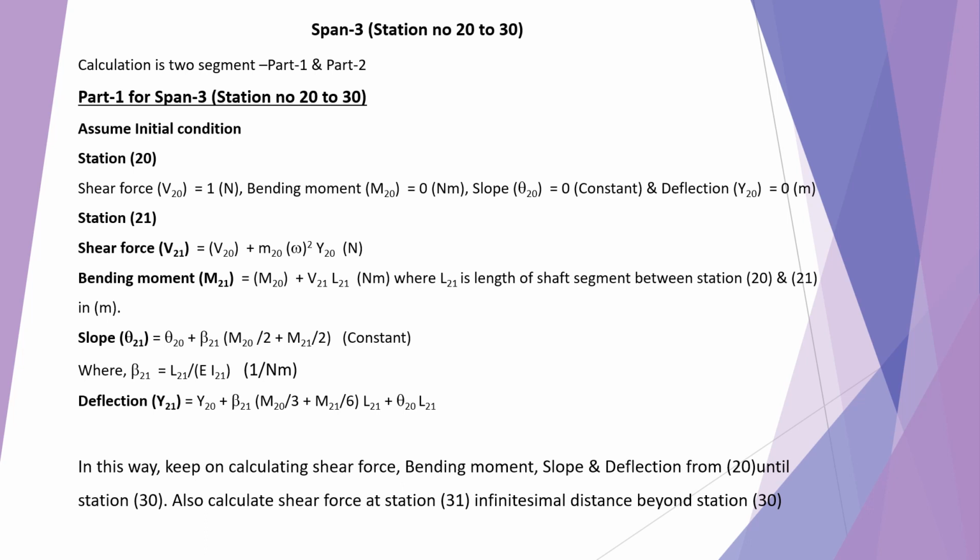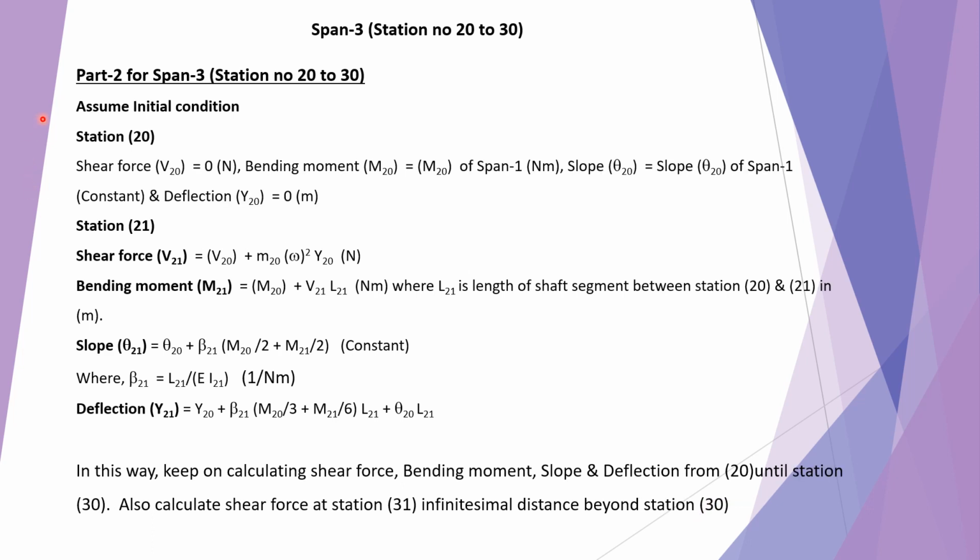Slope theta 21 is equal to theta 20 plus beta 21 into bracket start M20 by 2 plus M21 by 2 bracket close. Deflection y21 is equal to y20 plus beta 21 into bracket start M20 by 3 plus M21 by 6 bracket close into L21 plus theta 20 into L21. So in this way, keep on calculating shear force, bending moment, slope and deflection from station number 20 until station number 30. Also calculate shear force at station 31, which is an infinitesimal distance beyond station number 30.